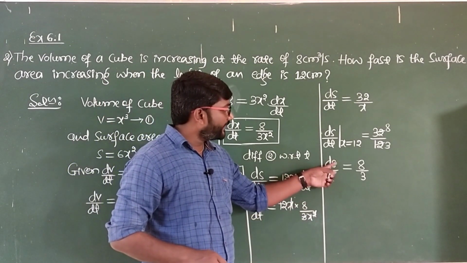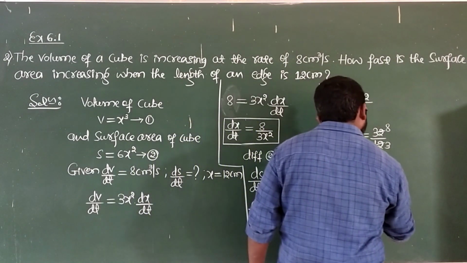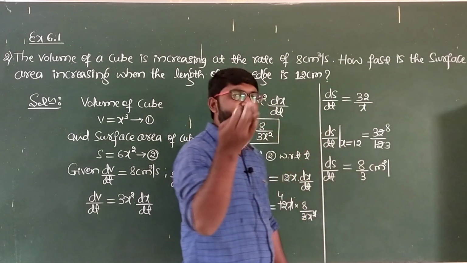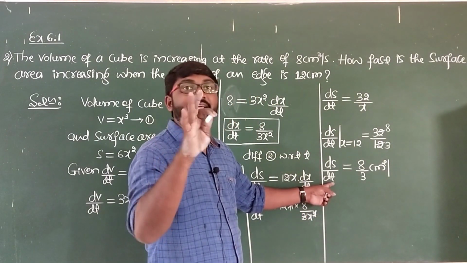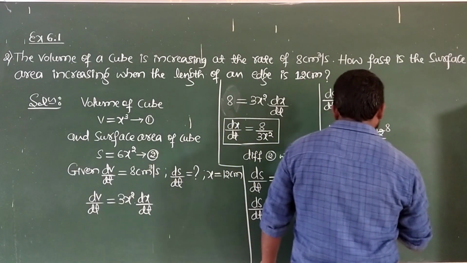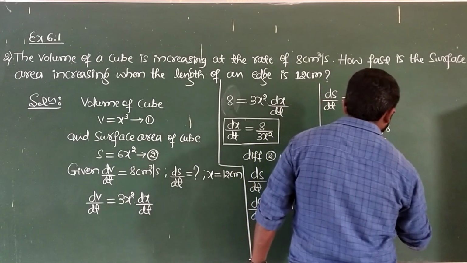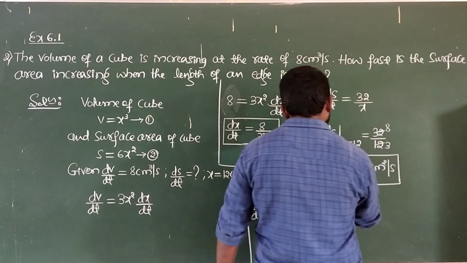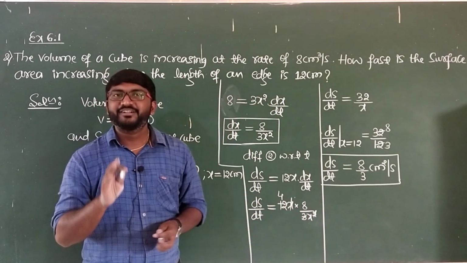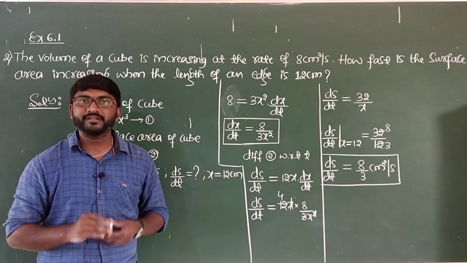See here we have S, that is the surface area. It has to be centimeter square. Then per or by, we have t, that is the time. So overall 8 by 3 centimeter square per second. So this is the required rate of change of, or the increase in the surface area when the length of an edge is 12 centimeters. So this is all about the second problem. So mark this as important for 5 marks.